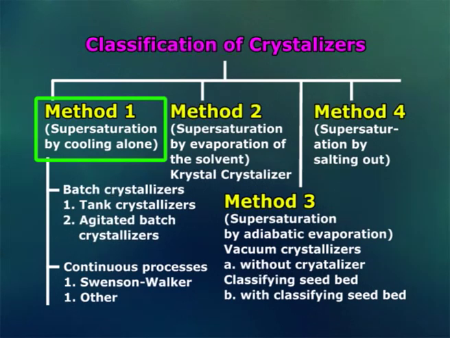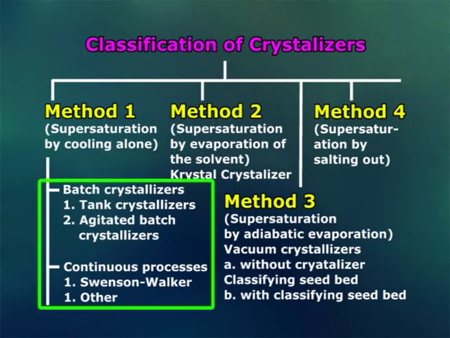And in method 1, there are further sub points, that is batch crystallizer and continuous crystallizer. The batch crystallizer is further subdivided into the tank crystallizer and agitated batch crystallizer, while continuous crystallizers are, as on your screen, Swenson-Walker crystallizer and others. This is all about classification of crystallizers.